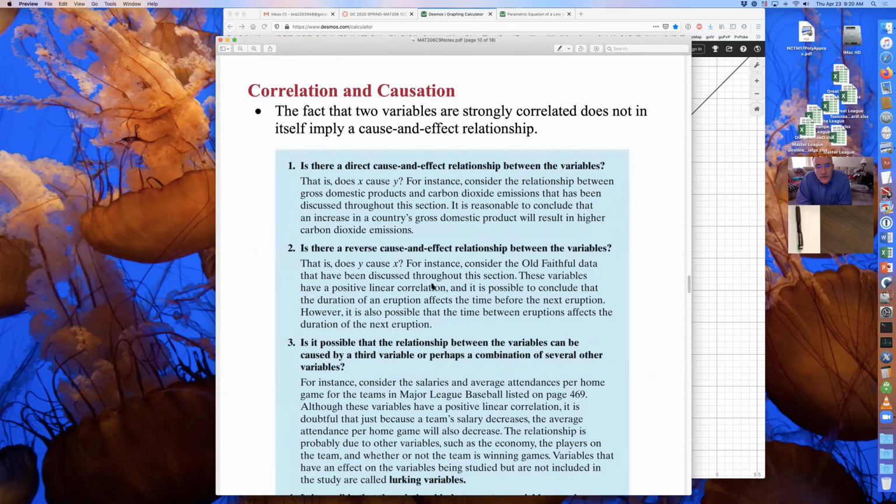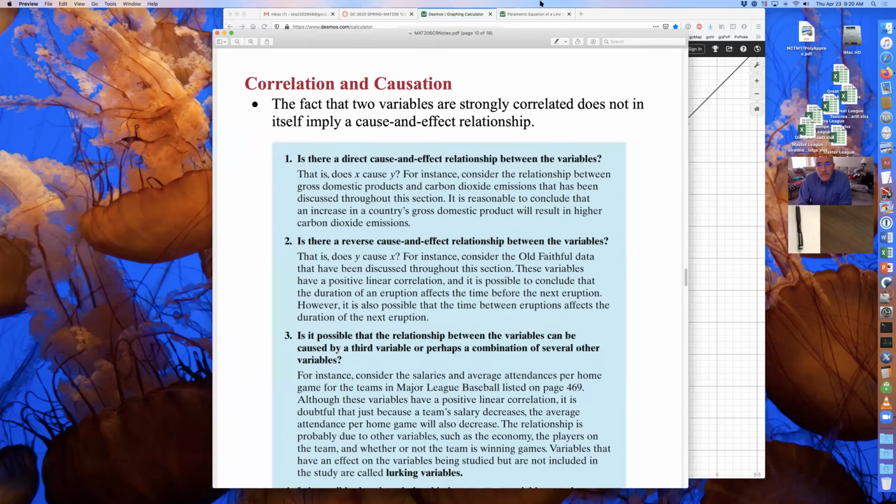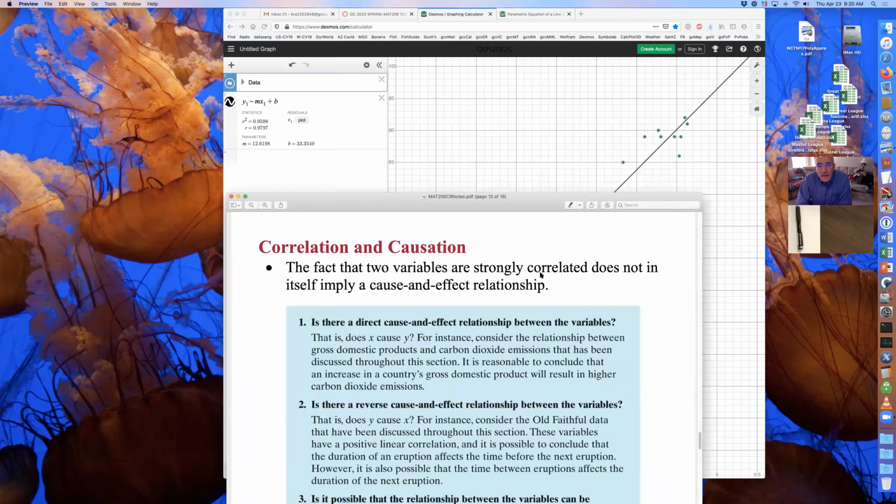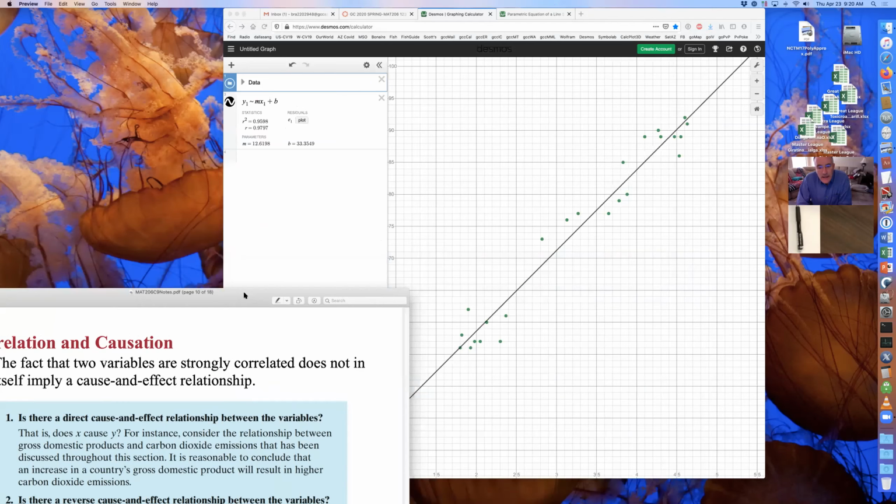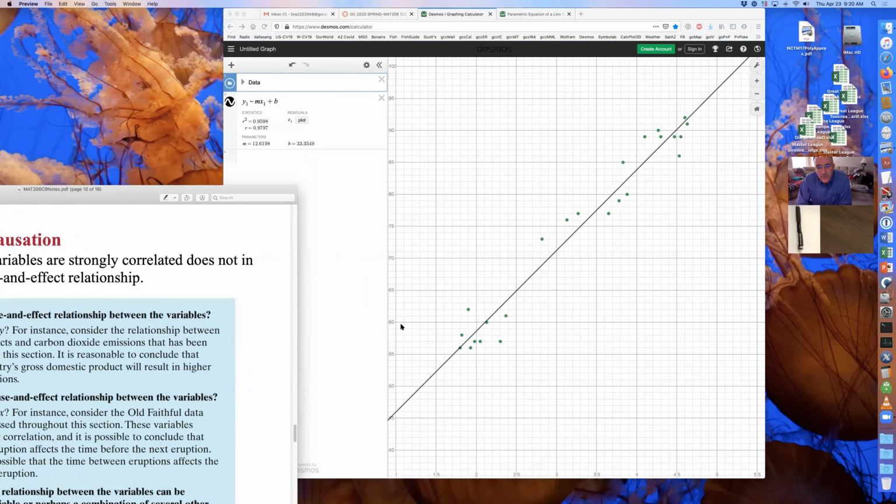So notice that in our problem right here, we were looking at the length of the eruption, how long the eruption was versus how long it takes until the next one. So if you have a really long eruption, it takes a long time until the next one. If you have a really short eruption, then it takes a shorter time until the next one.